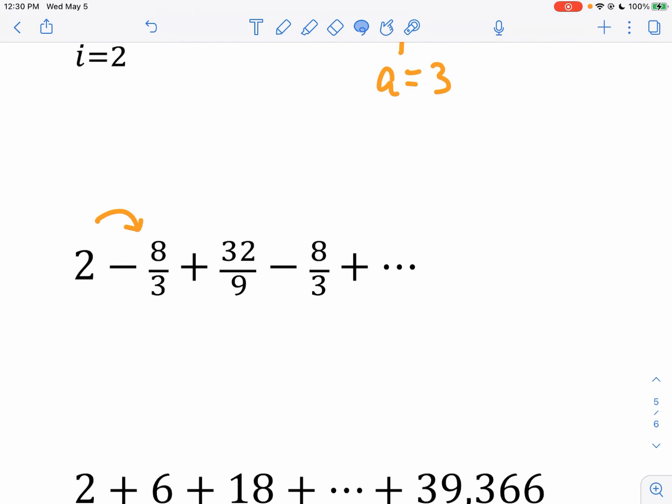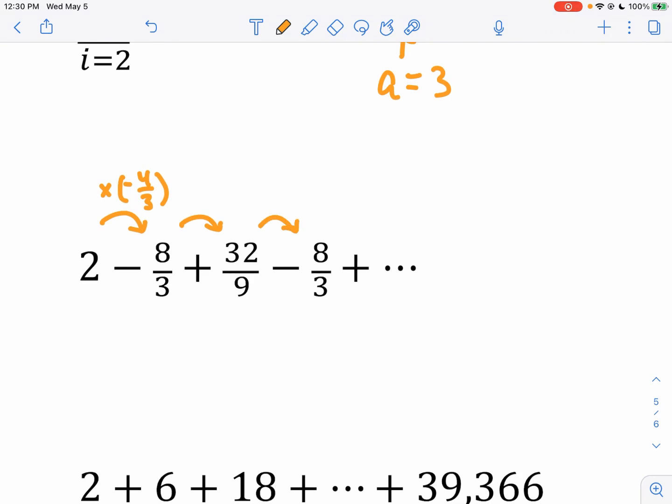And -8/3 divided by 2 is -4/3. So let's double check that we multiply by -4/3 to go from term to term. Is that true to go from here to here? Well, negative 8/3 times negative 4/3 is positive 32/9, so check. And to go from here to here, positive 32/9 times negative 4/3.